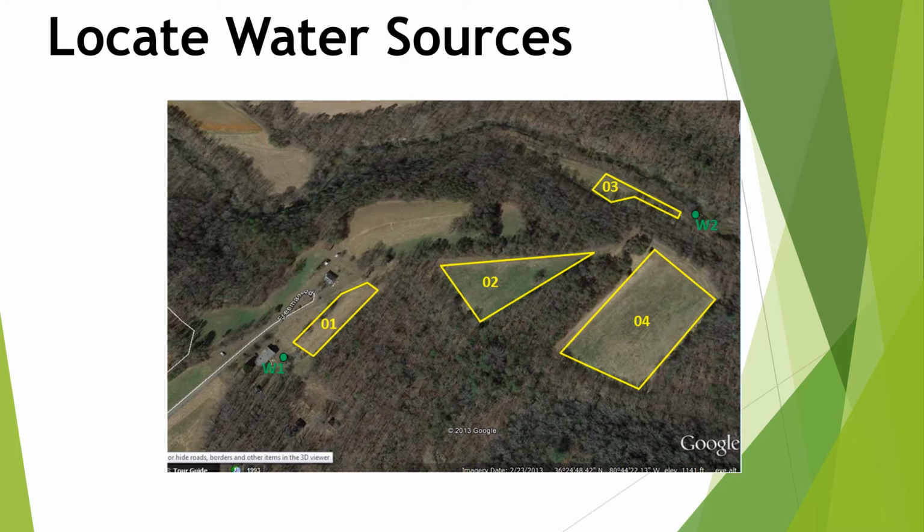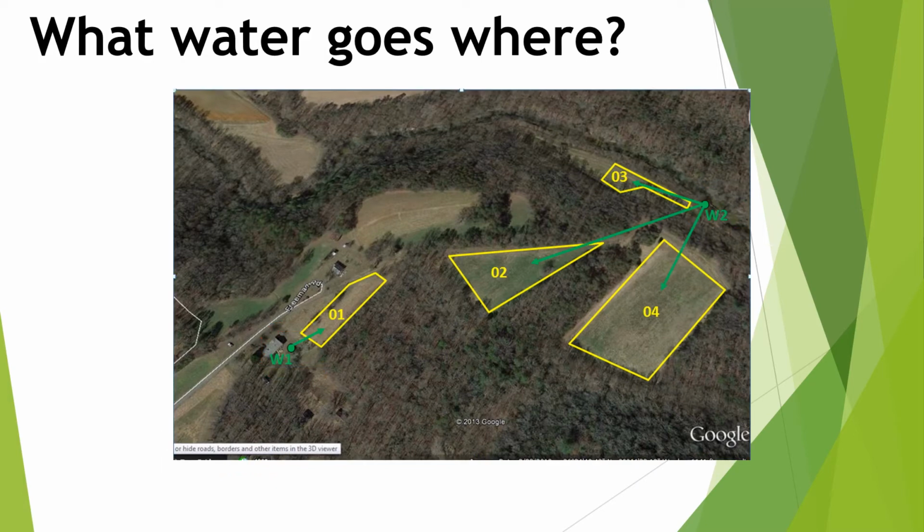Utilize this same map to identify and locate your water sources on your farm. You will need this information in your farm review section as well as your water quality risk assessments. Once your water sources are identified on your map, you can then denote what water goes where. W1 goes to field 1, W2 goes to field 2, field 3, and field 4.